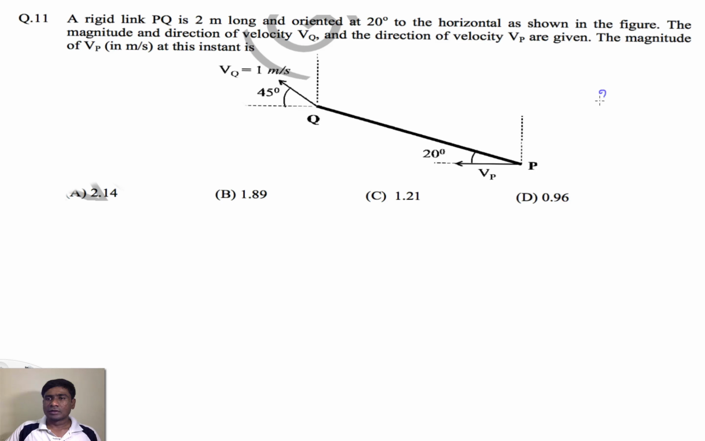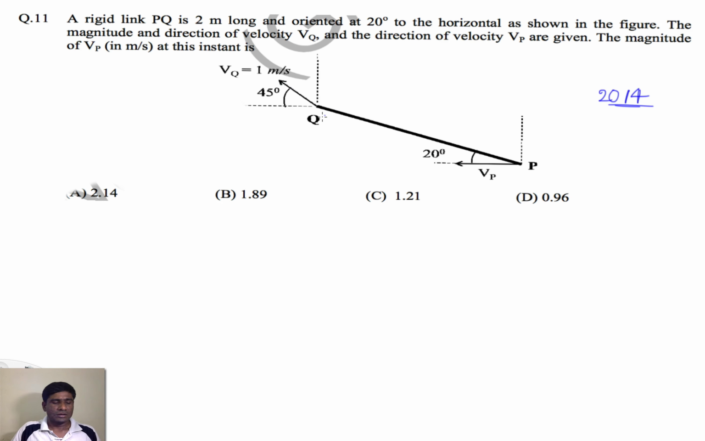This example was asked in 2014. Again, a link is given and two different points on this link are mentioned, and the velocity of one of the points is given, so the other point's velocity needs to be found. This is very straightforward and a simple one. Let me recollect our concept.